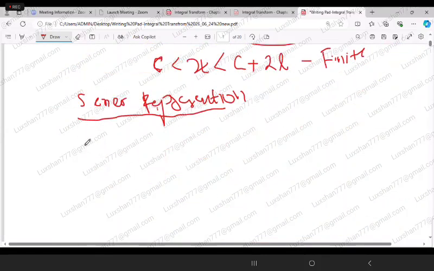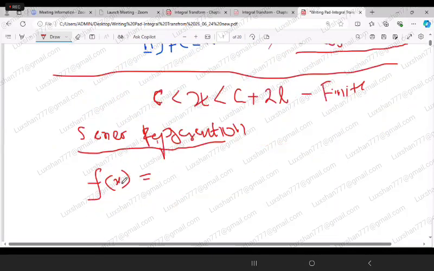How do we do the series representation? A function we can represent by this form: f(x) is equal to, provided it satisfies those three conditions. What are the conditions? The function is periodic with period 2l, and f(x) and f'(x) are both piecewise continuous. If those conditions are satisfied, then we can represent this function in this form. This is called the finite case.